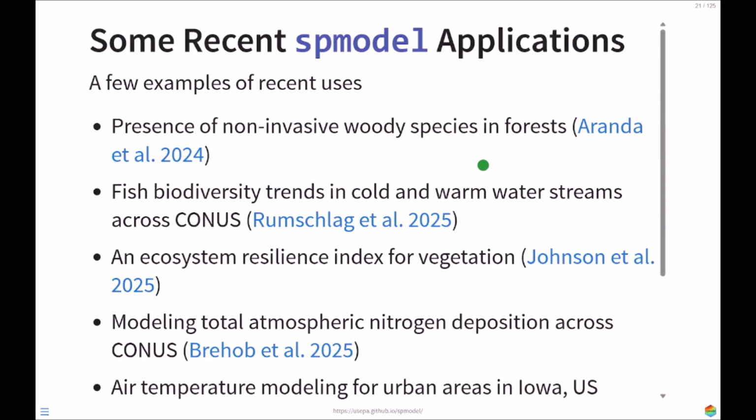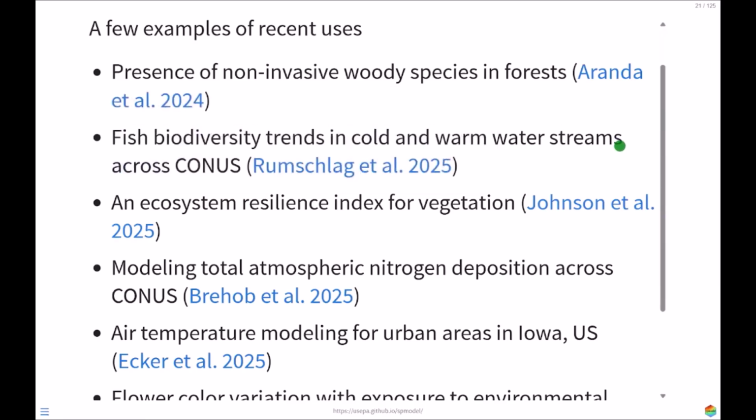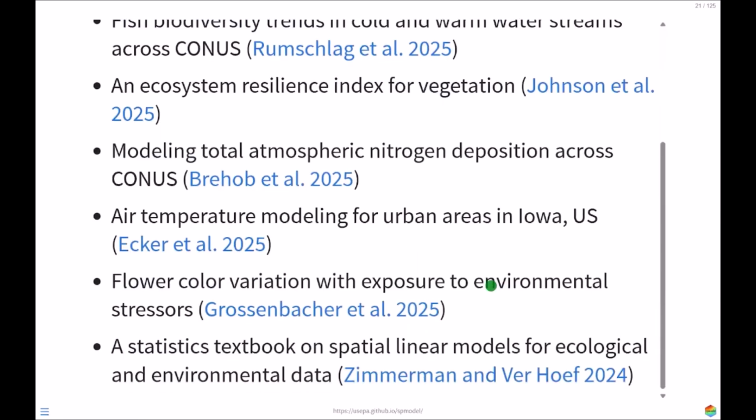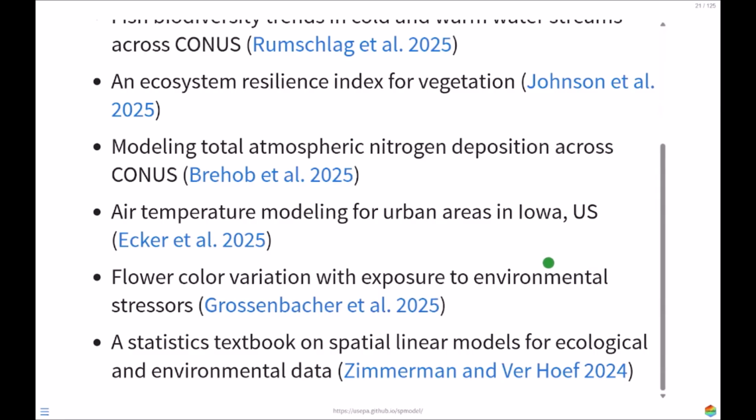spmodel has been used in the past 2 years for lots of different applications. I've just included a few examples of recent uses. It's been used in some forestry applications to study presence-absence data, fish biodiversity, trends in streams, eco-resilience indices, modeling total atmospheric nitrogen, air temperature modeling, flower color variation modeling, so on and so forth. And then also it's been used as a supplement to a statistics textbook on spatial linear models for ecological and environmental data by Dale, Zimmerman, and Jay Ver Hoef that came out in 2024.